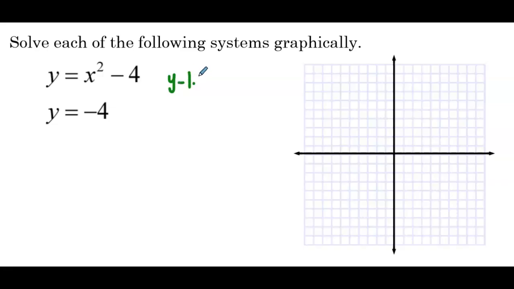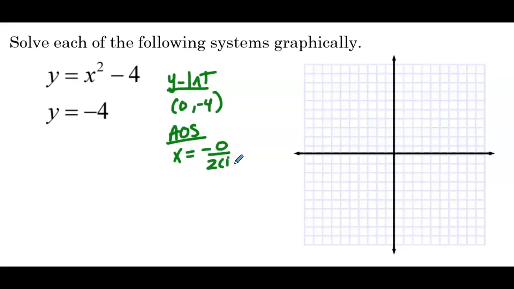So the y-intercept is the point 0, negative 4. 0 squared is 0, minus 4 is negative 4. The axis of symmetry is x equals negative b. Since there's no x term, b is 0, over 2 times 1. So that's x equals 0, which means the vertex is the point 0, negative 4 as well. So the y-intercept and the vertex are the same point.